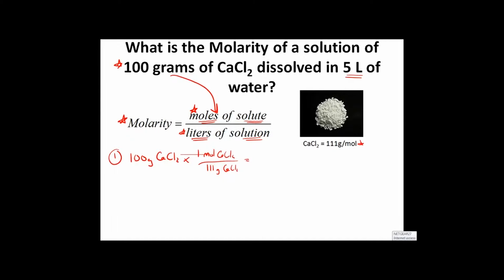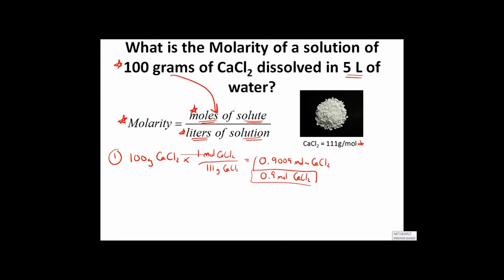Now, when I do the math here, 100 divided by 111, or I can say 100 times 1 divided by 111, we calculate that we have 0.9009 moles of CaCl2. Now, we're just going to round that off to 0.9. So we're going to call it 0.9 for our sake. And that works for us, 0.9 moles of CaCl2. It works easier for our calculators, and it also works well for significant figures too. Alright, so right now I have the moles of calcium chloride.